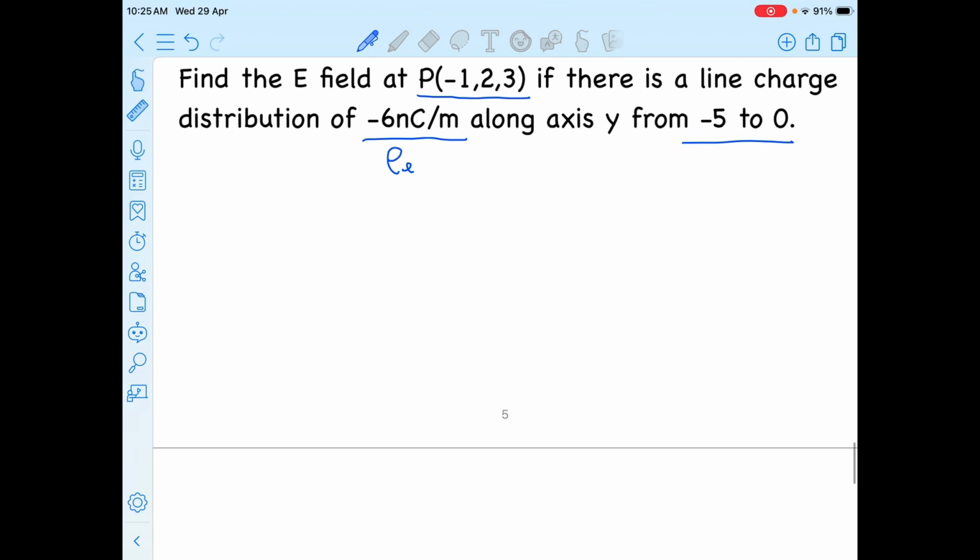So the first step will be we draw this line charge. I will draw my axis. So this is x, this is y, and this is z. Since it is coming from negative, I extend my negative y-axis. So if this is y and it stops at the origin, this is your line charge.